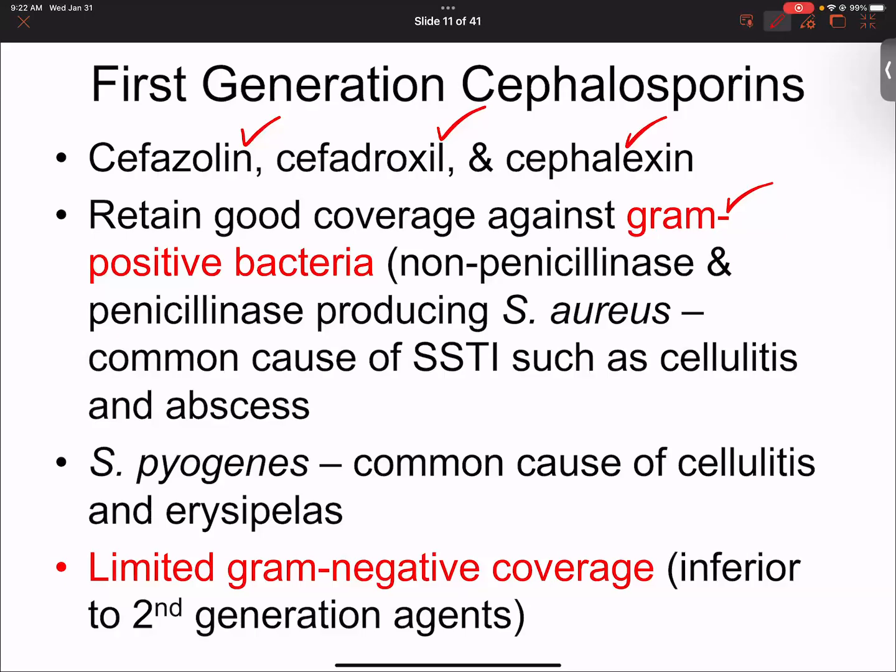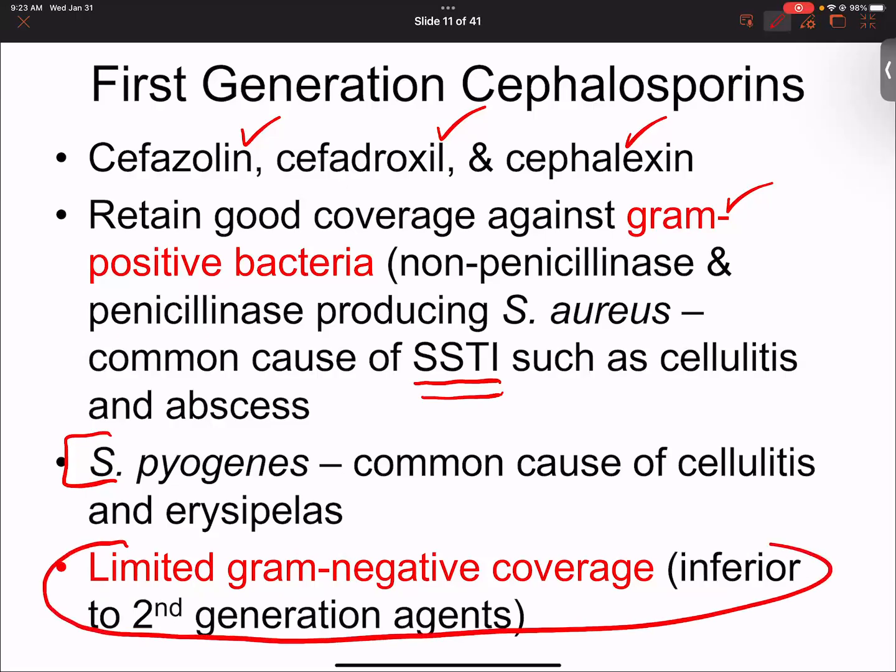MSSA and MRSA, common causes of skin and soft tissue infections that we'll talk about down the road. But again, if there is little risk for MRSA, this is a great first choice, an oral agent or IV cefazolin. Strep pyogenes, okay, group A strep. Common cause of cellulitis. It's a cause of erysipelas, which is kind of like a lymphatic infection. First generation agents will cover strep pyogenes as well, all right, and group B strep for that matter.